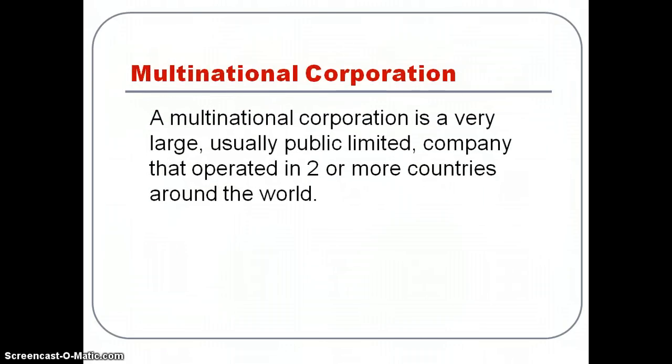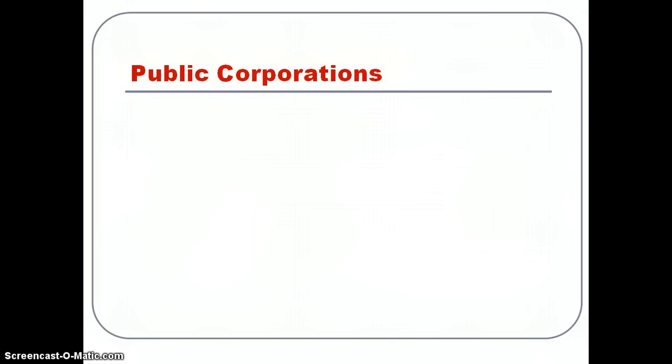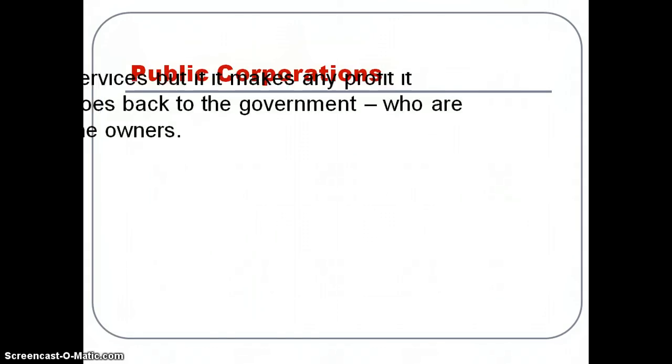So a multinational corporation, it's really easy definition here. A multinational corporation is a very large, usually public limited company, PLC, and here's the key thing: it operates in 2 or more countries around the world. It's as simple as that. You are a multinational company the minute you operate in 2 or more countries. You are multinational.